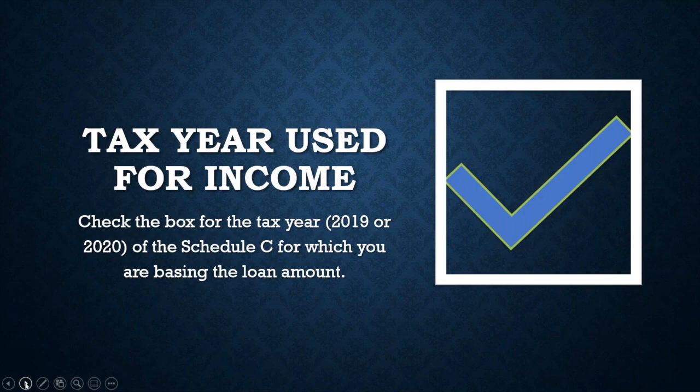Now, the next box, you're going to check the box, is asking you tax year used for income. Check the box for the tax year, either 2019 or 2020, of the Schedule C for which you are basing the loan amount on. So as I said before, you can only use one, either the 2019 or the 2020 Schedule C. So you're going to check the box to correspond to the Schedule C for the amount that you just put on the previous box where they told you to pull that amount from line 7. So you will know, either check box 2019 or 2020, but not both.